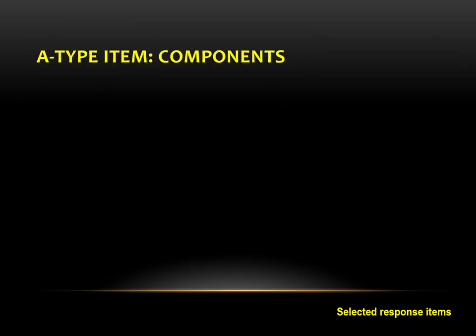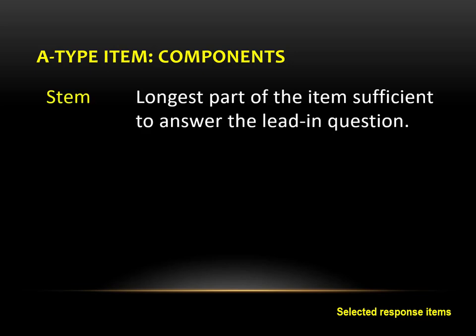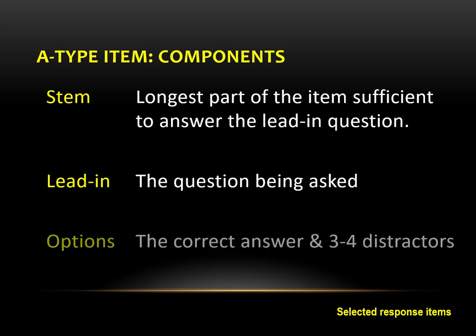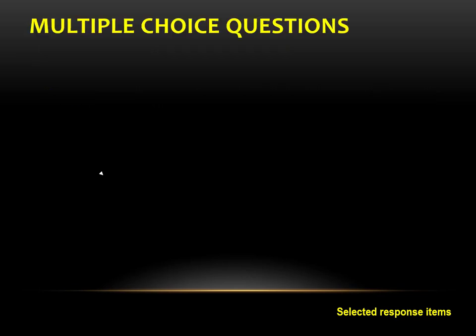In the A type, the components of the A type, which we will discuss in detail later on. You have a stem, which is the largest part of the item, sufficient to answer the lead-in question. If it's a scenario, then it is called a vignette. And then you have a lead-in, which is a question being asked, which requires an answer. And then there is a number of options, the correct answer plus 3 to 5 distractors. So it's a list of options. One of them is the key answer or the correct answer, and then the remaining are called the distractors.